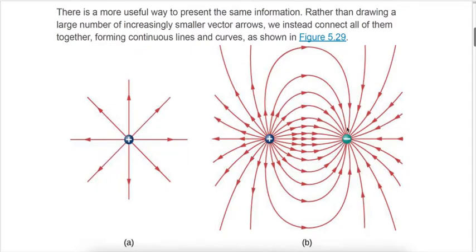So if I had this thing called a dipole here, which is a positive and a negative separated by some distance d, this is what the electric field would look like around that dipole. Electric field lines would flow out from the positive into the negative.